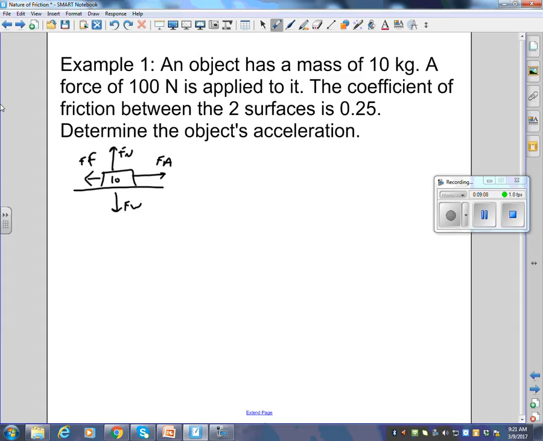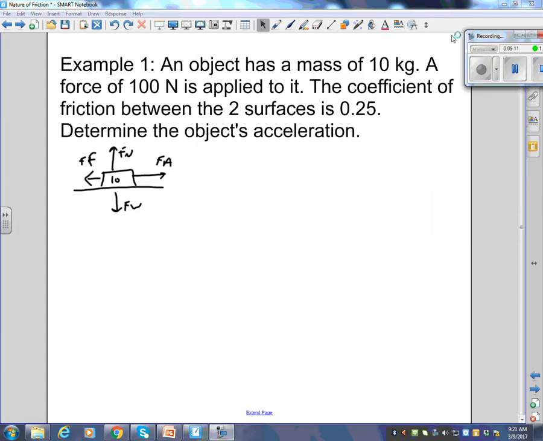So it doesn't really matter how much the lengths are particularly. Okay, so the first thing we know is we want to find the object's acceleration. To get to acceleration, we're going to need the net force, right? And the net force is made up of the applied force plus the friction force. We know the applied force, but we don't know the friction force.